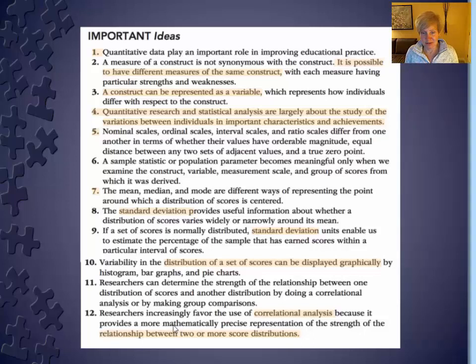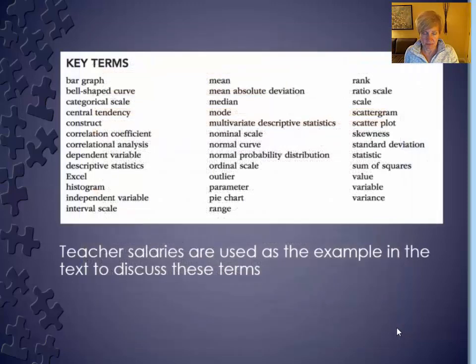Number 12, researchers increasingly favor the use of correlational analysis because it provides more of a mathematically precise representation of the strength of a relationship between two or more scores. And correlation is really just, are things related? And they have a chart and a graph in the back. And I almost talked about that today, but I figured, you know what, we have a whole chapter on correlation. So this is really just an introduction to tell you about how they look at relationships between variables and find those differences. So those are the important ideas.